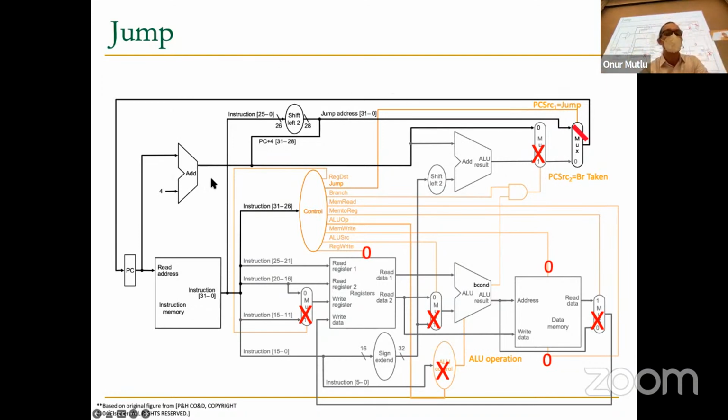So you get PC plus 4 and essentially concatenate. This is the concatenated part, basically. PC plus 4 concatenated with the left shifted 26 bits of the instruction, and you calculate the jump address, and you need to select that one so that it goes into the PC. So I need to ensure that the control signal of this mux is selecting this input and not this input, and everything else does no harm.